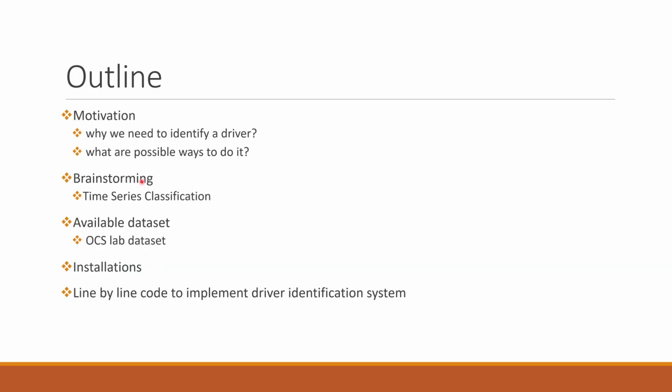Let's get started. This is the outline of today's video, and you can skip this part if you already know the core concepts, and you can directly dive into the implementation part. I will explain the motivation first, why we need to identify a driver, what are the possible ways to do it, what is time series classification. For the dataset part, I will skip the acquisition because it's very difficult to cover everything in a single video. Rather, I will be using the available dataset, which is the OCS Lab dataset. We will implement everything line by line for the driver identification system.